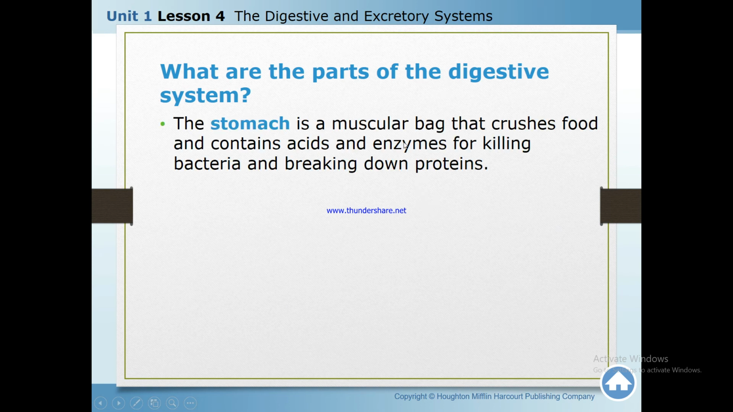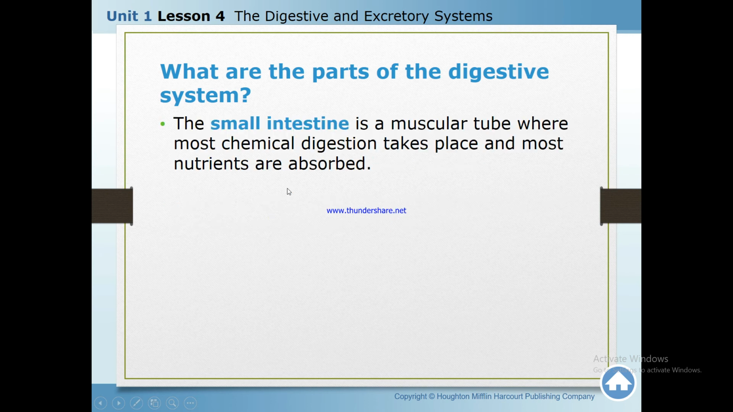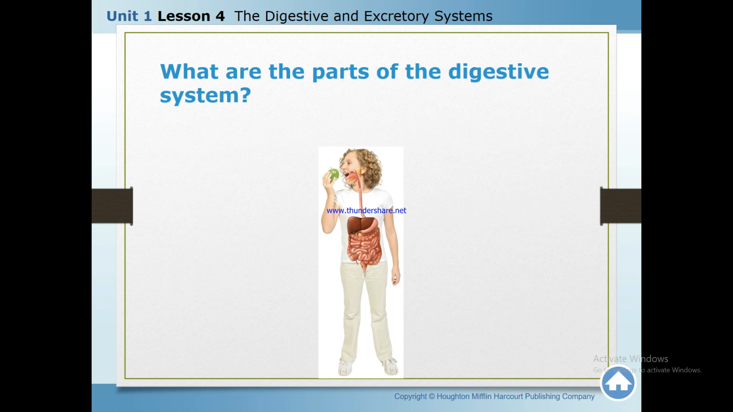The stomach is a muscular bag that crushes food and contains acids and enzymes for killing bacteria and breaking down proteins. Chyme is the mushy mix of food. You know, when everything mixes, my enzymes, my juices, my food, that mixture is now called chyme, which moves into the small intestine. The small intestine is a muscular tube where most chemical digestion takes place and most nutrients, remember, are absorbed. In the large intestine, water and nutrients are absorbed, leaving the waste and sending it to the anus.